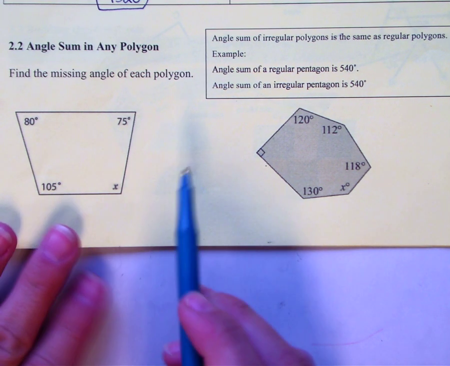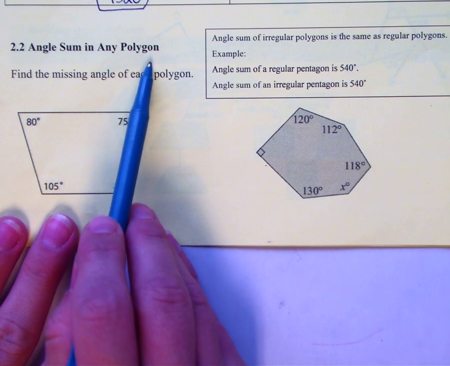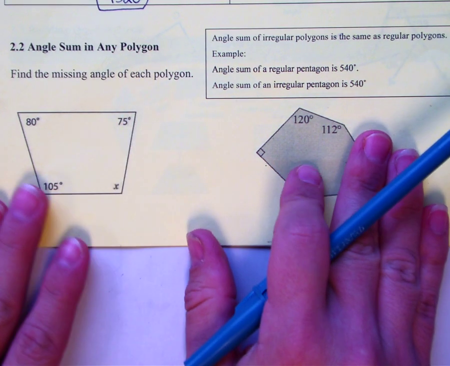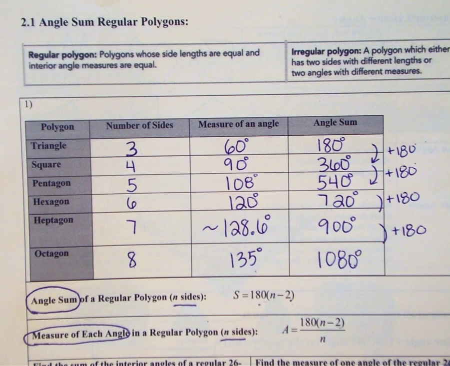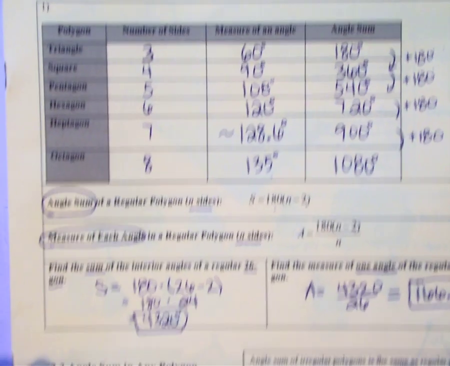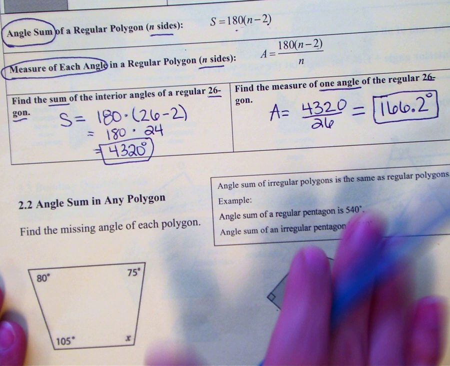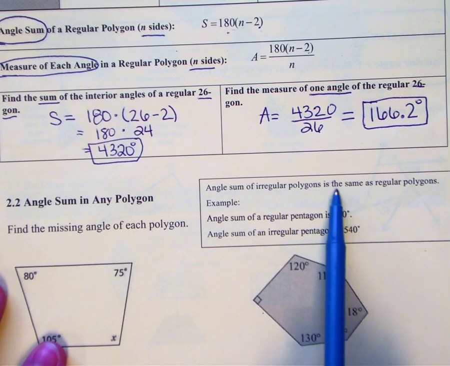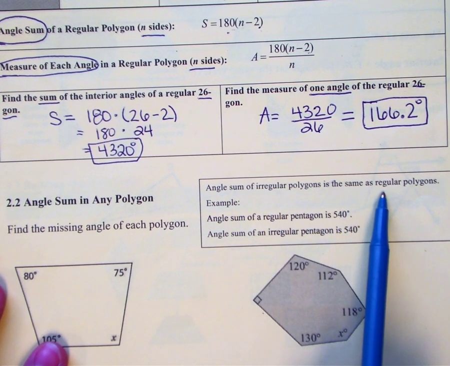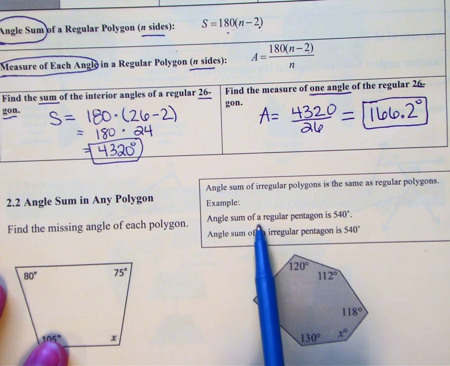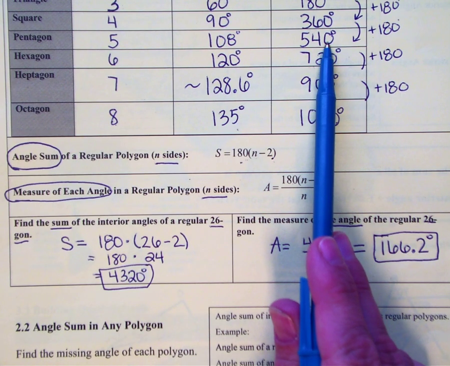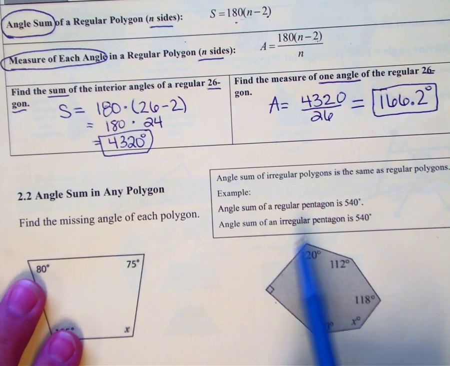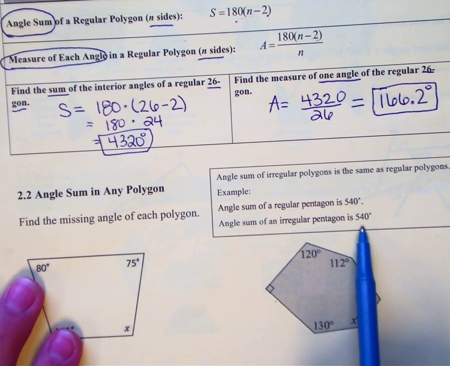All right, today we're going to talk about the angle sum in any polygon. So yesterday we talked about the angle sum in regular polygons. Well, guess what? To find the angle sum in any irregular polygon, it's going to be the same as for our regular polygons. For example, the angle sum in a regular pentagon we found yesterday was 540. Well, in an irregular pentagon, it's also 540.